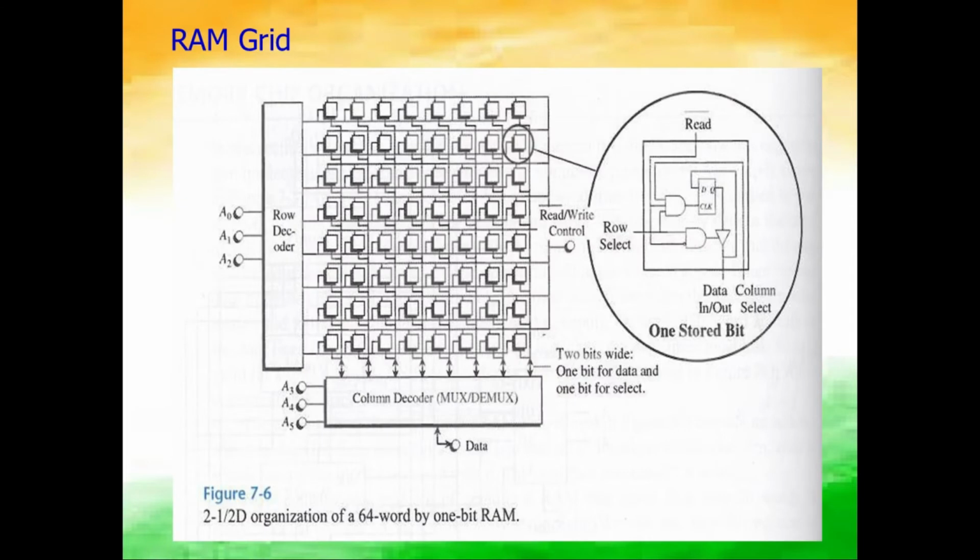This is a RAM grid, where one stored bit is shown by the RAM. This is a static RAM that is shown here. So this is an 8 by 8 RAM. It means this is a 64 word RAM. I'll show you: 1, 2, 3, 4, 5, 6, 7, 8. This is an 8 by 8 grid. It means it can store a total of 64 bits at a time.